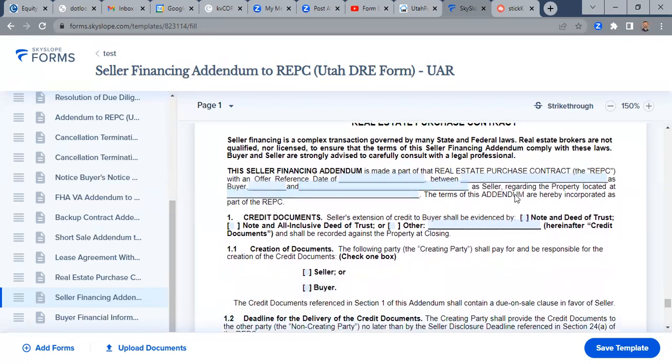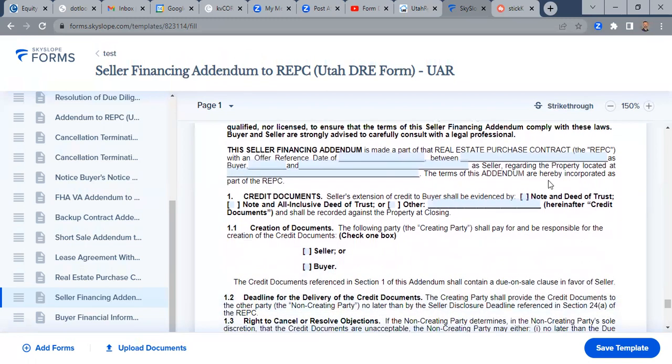So this first part here, really easy. Here's the reference date of the offer between the buyer and the seller, and then the address of the property.